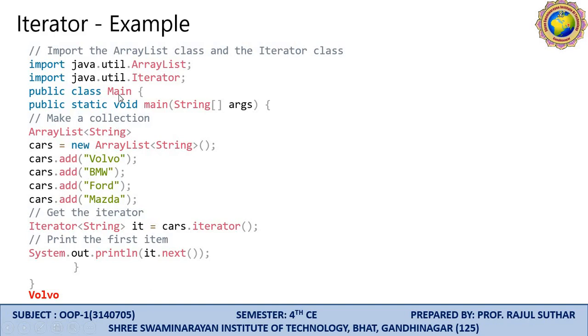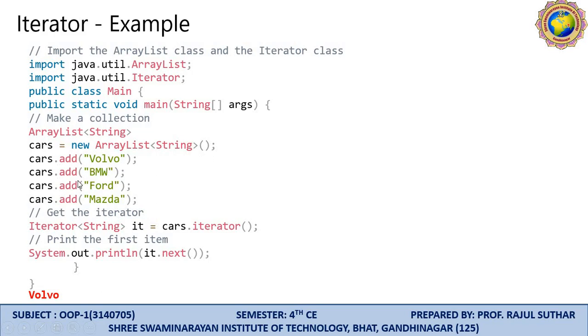This is the name of a class. You can write it here with a capital letter. The small main is an inbuilt function. Naming the class Main is not mandatory, but if you create a class with another name, you can do it. Here the class Main is different from the main method. Make a collection. So we are using the ArrayList of String, cars equals new ArrayList, and this diamond symbol is required to generate the list.